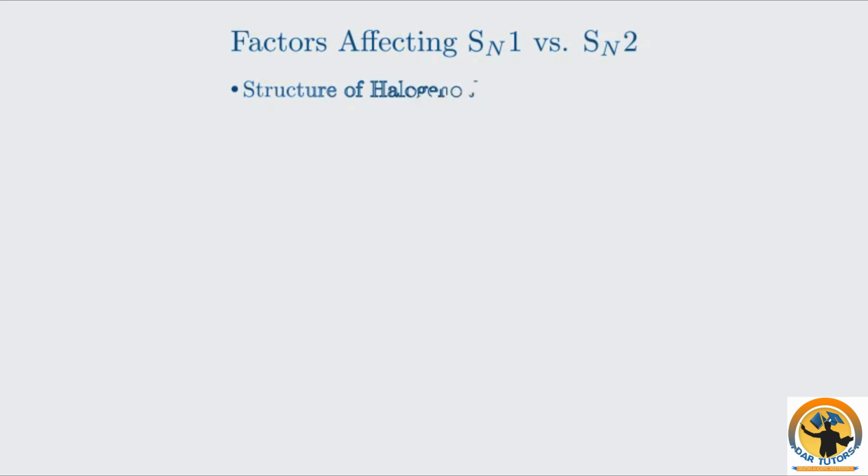We have two competing mechanisms. The key question is, which one will happen? Our objective now is to identify the factors that determine whether an SN1 or SN2 mechanism is dominant. The two most important factors are the structure of the halogenoalkane and the nature of the nucleophile. Let's focus on structure first.